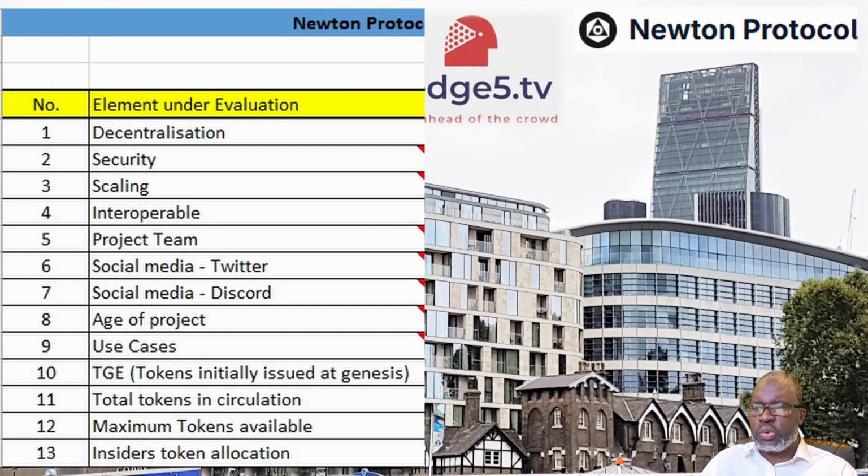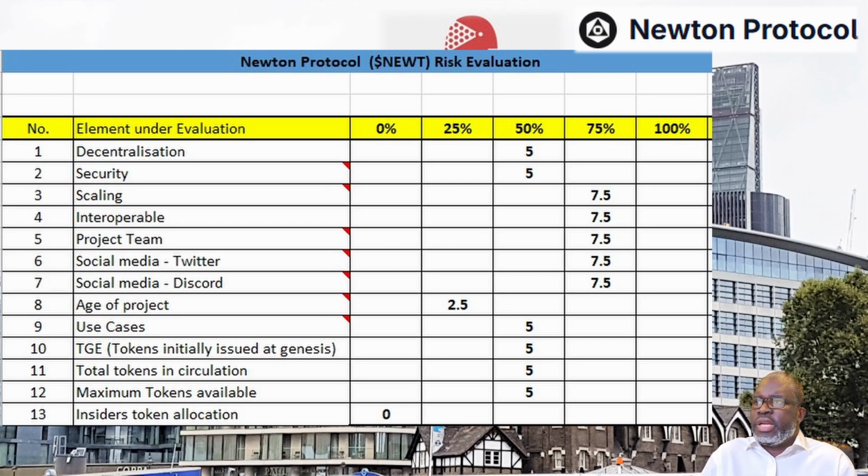So let's look at the scores we've allocated to NEWT protocol. We kick off with decentralization, 5 points out of 10, security 5 points out of 10, scaling 7.5 points out of 10, interoperability 7.5 points out of 10, the project team 7.5 points out of 10, social media presence via X, formerly Twitter, 7.5 points out of 10, and via Discord 7.5 points out of 10. Age of the project 2.5 points out of 10, it's relatively new. Use cases 5 points out of 10, tokens issued at project launch 5 points out of 10, tokens in circulation at the time of recording 5 points out of 10, and maximum tokens available 5 points out of 10.